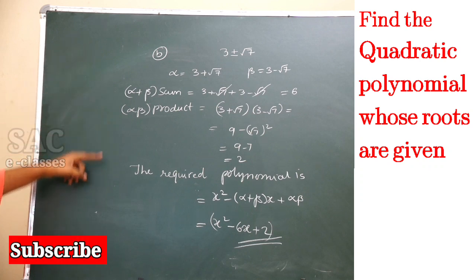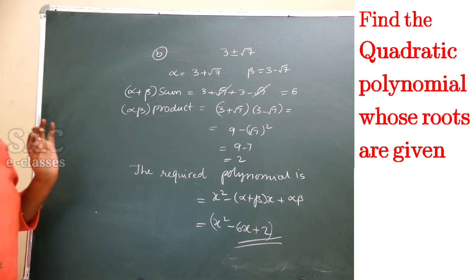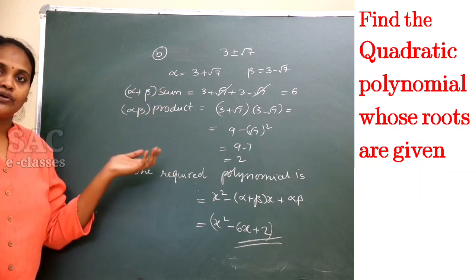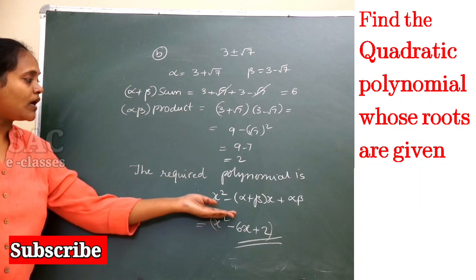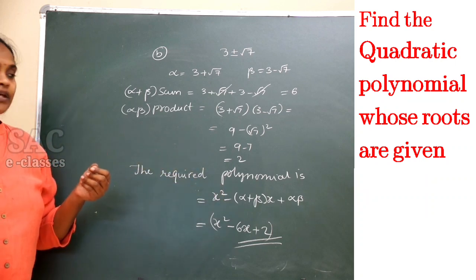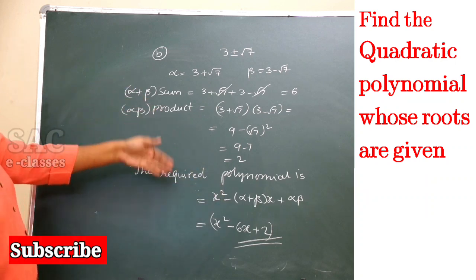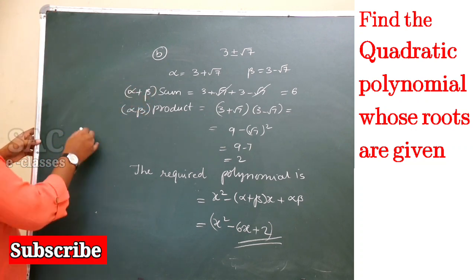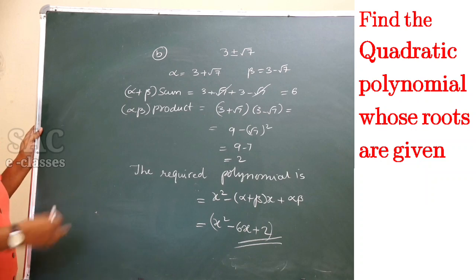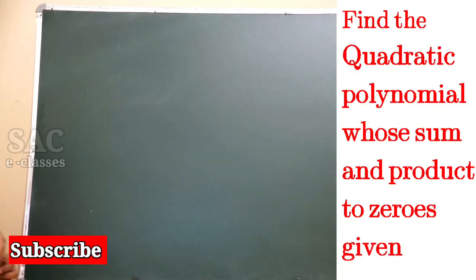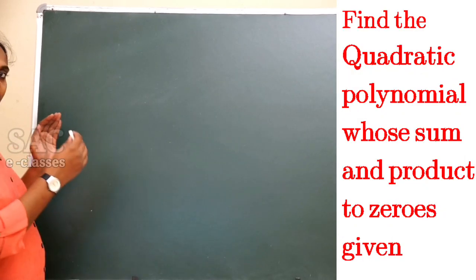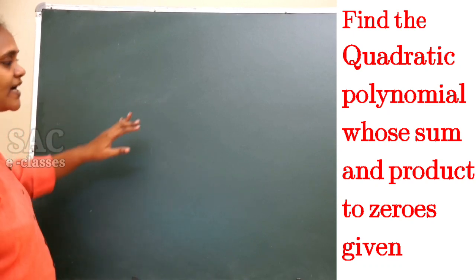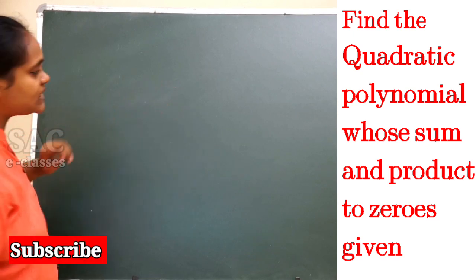This is one more problem in this model. Sometimes they will ask this one for 1 mark. Whenever they give the zeros, you have to find the quadratic polynomial. Maybe the same thing happens, but this time they have not given the zeros, they have given the sum and product. In what way we will do it, let us discuss. Whenever they have given the sum and product of the zeros, how to find the quadratic polynomial, that is our topic.